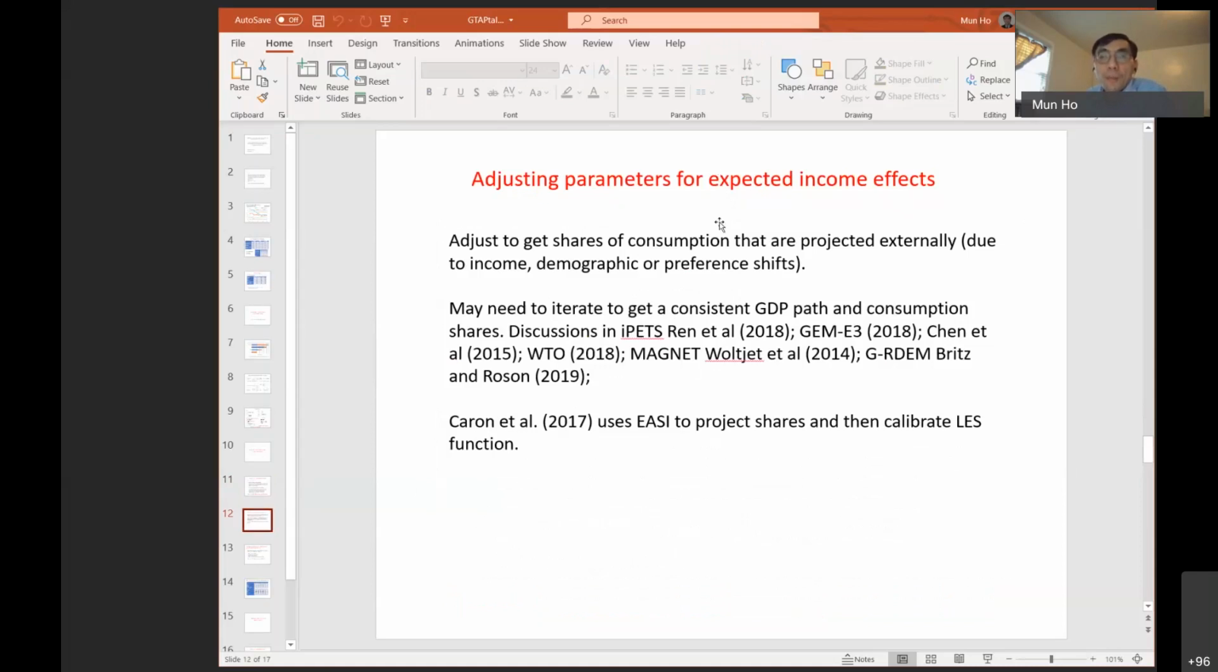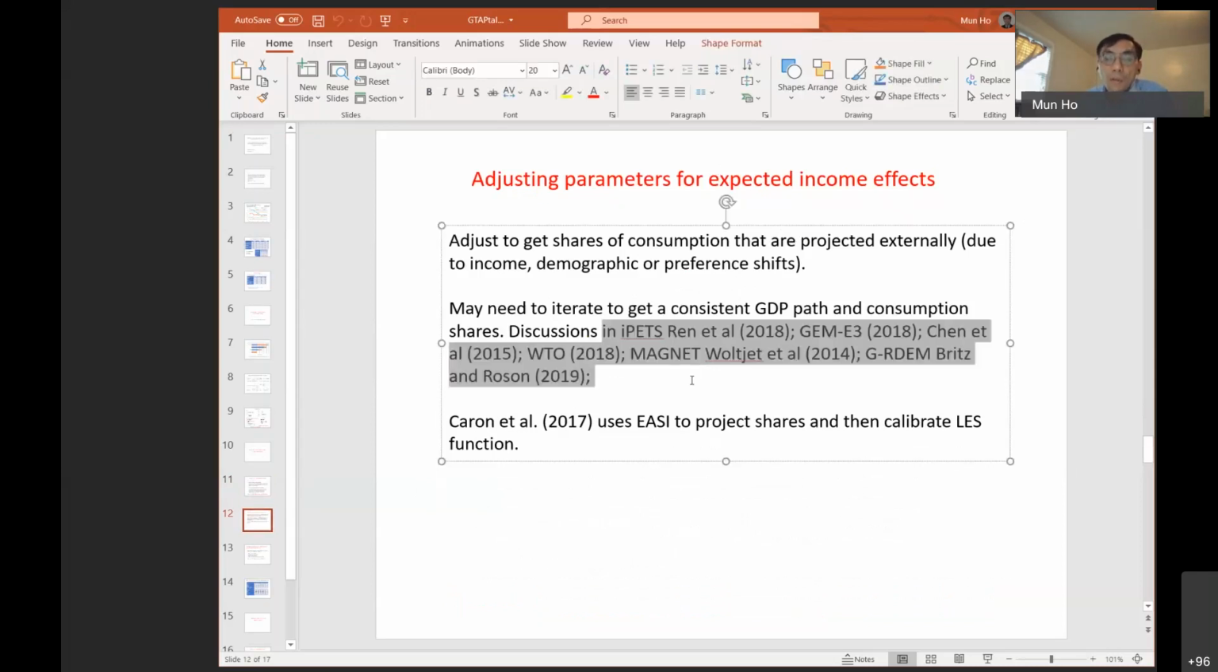So adjusting these parameters is a common approach, and we list some of the model documentation that describes in better detail how they do it. So for those who are interested in seeing how these parameters are adjusted over time, you can refer to some of these descriptions. This last citation is a work that first does some econometrics using household data for the income effects, and then uses the results to calibrate the LES function.